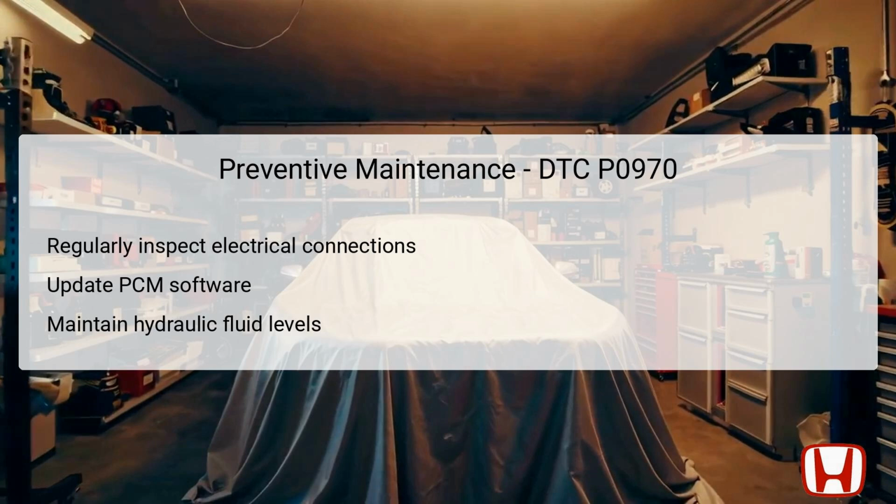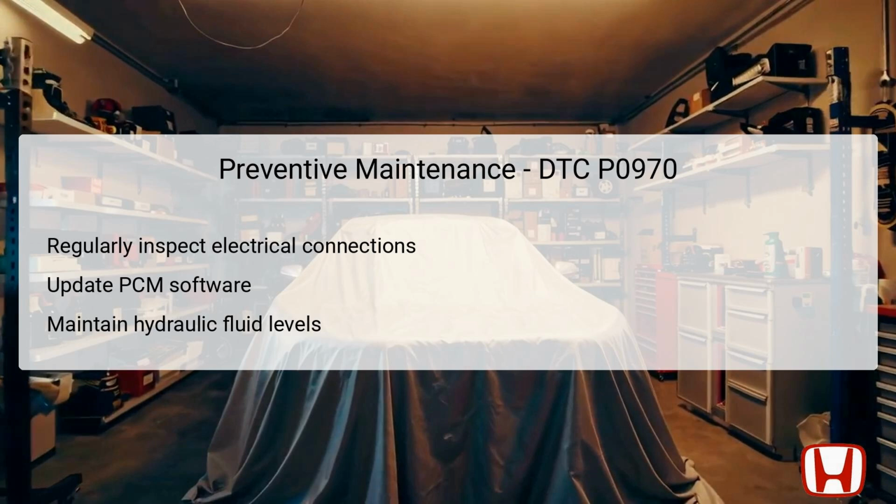Preventive maintenance is essential to ensure long-term reliability and performance, particularly regarding the electrical systems linked to the CVT. Regular inspections of electrical connections play a critical role in preventing issues related to DTC P0970, as loose or corroded connections can lead to circuit disruptions. Always check that connections are secure and free from contaminants. Keeping the PCM software updated can also enhance the vehicle's performance by ensuring that all diagnostics and control algorithms operate on the latest parameters.